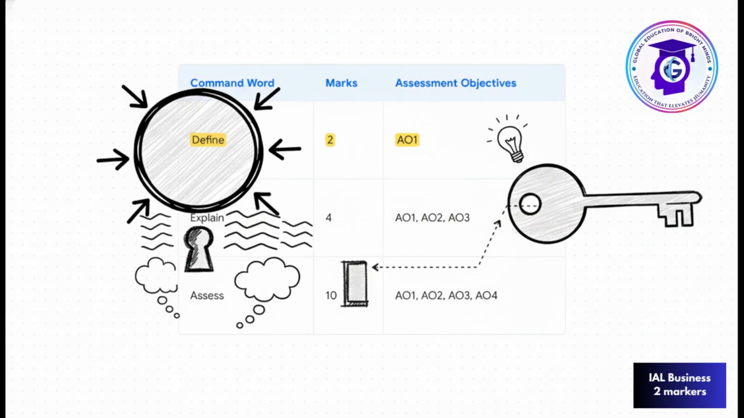And this is where we find our first massive clue. Just look at this table. See how the command word "define" totally stands out? For the bigger questions like "explain" or "assess," you're juggling a bunch of different assessment objectives. Knowledge, application, analysis, you name it. But for "define," nope, it is only AO1. Nothing else, just 2 marks available for pure knowledge. Understanding this is the key to solving the entire puzzle.